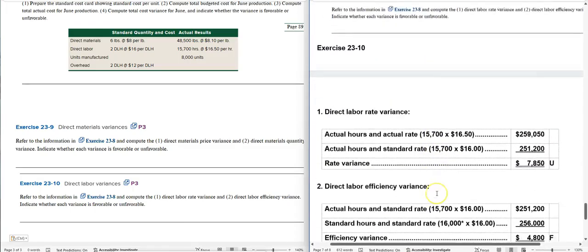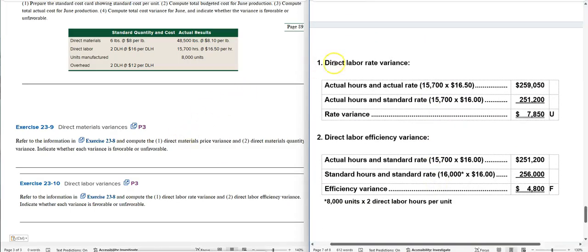So go down here and we look at the labor, and we can break the overall labor into the rate variance, or the price we paid for labor, and the efficiency variance: how well we used our labor, the number of hours. So just like with the price for the materials, the rate variance is going to multiply actual hours used times the actual rate and compare it to the actual hours at the standard rate.